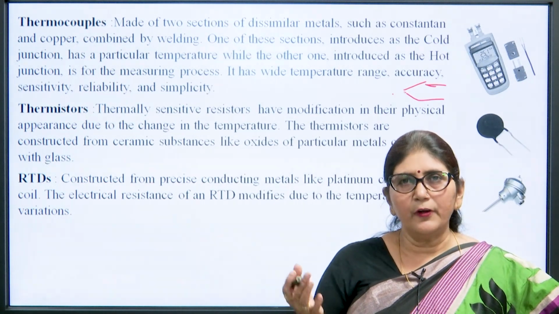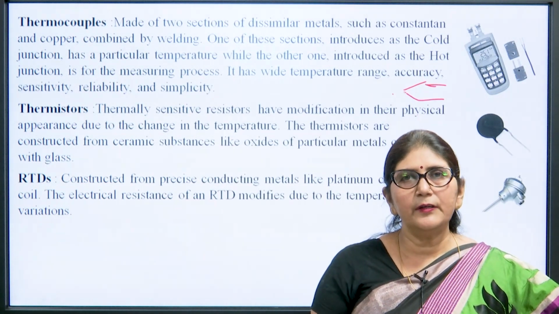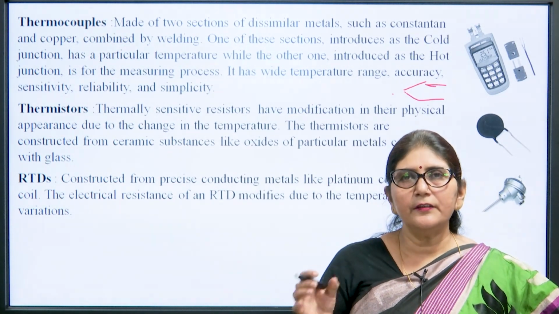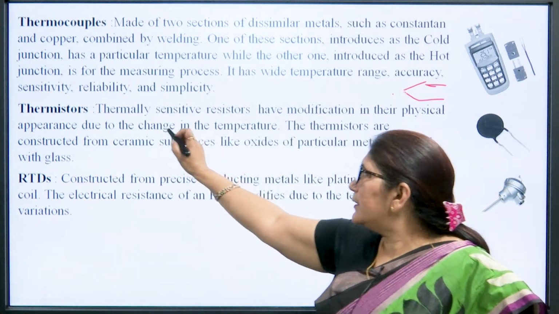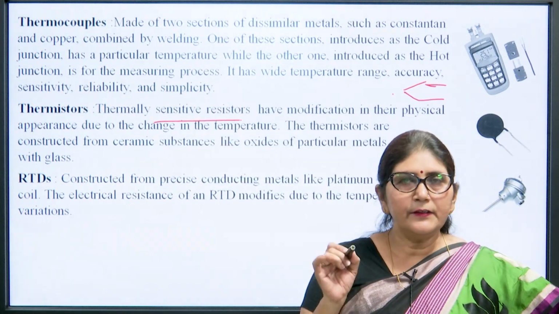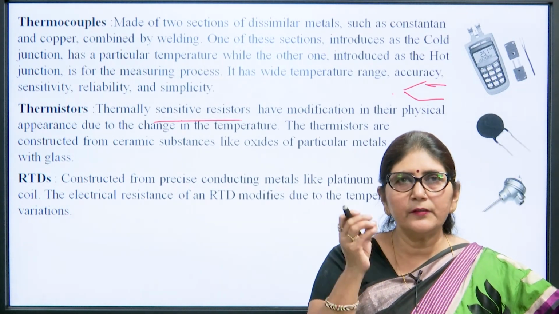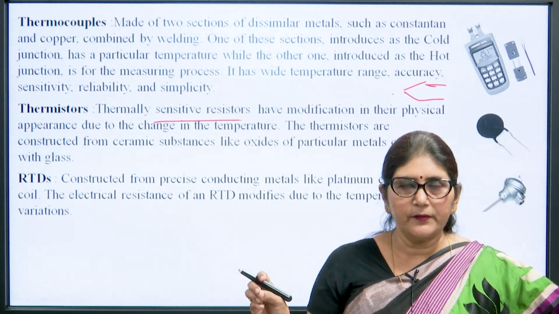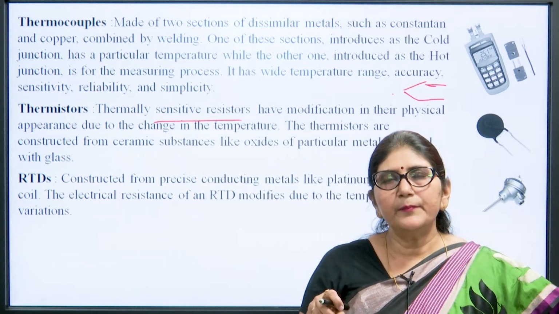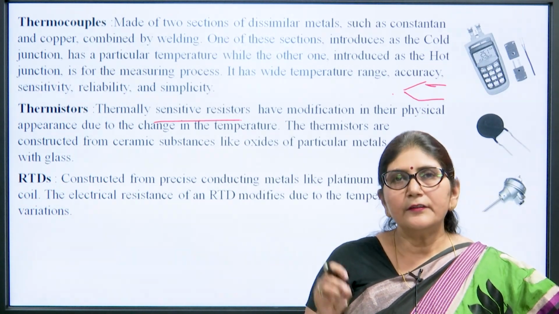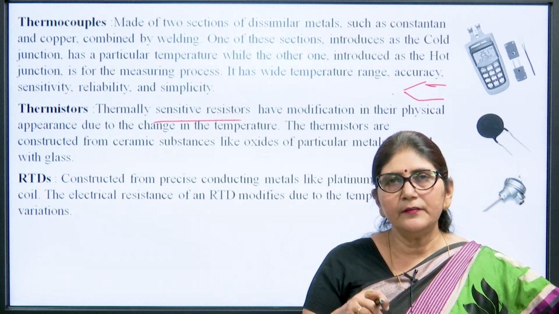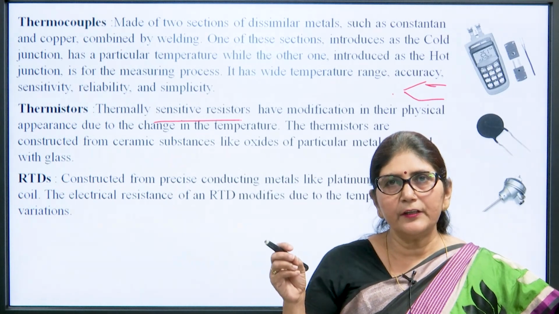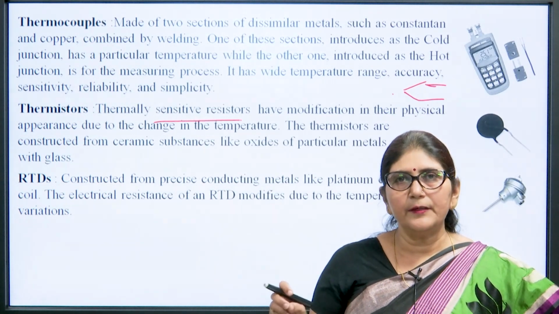Then the second type of contact type temperature transducer is the thermistor. Thermistor means it is basically a thermally sensitive resistor. The thermistor is made up of oxide, it is made up of semiconductor material, and we know that in semiconductor material, when temperature increases, the resistance decreases and its conductivity increases. So, thermally sensitive resistors have a modification of the physical appearance due to change in temperature.